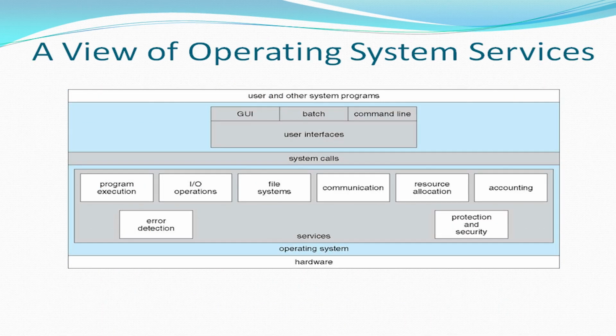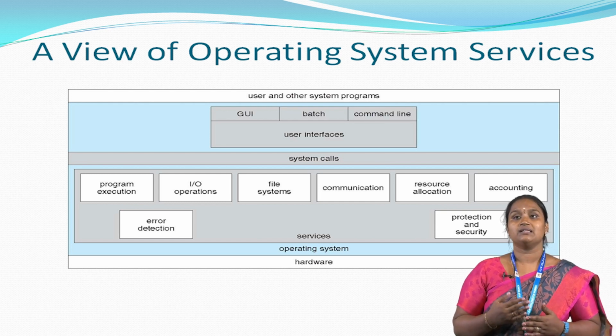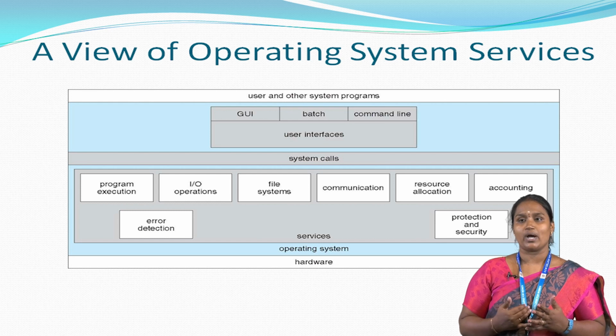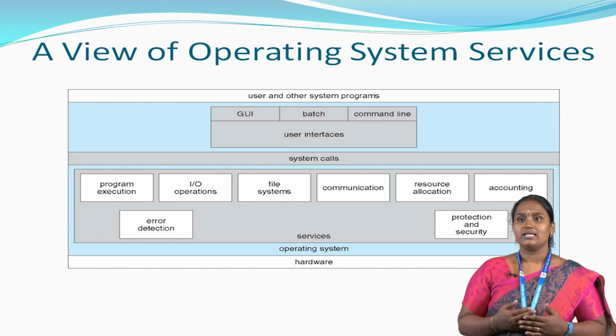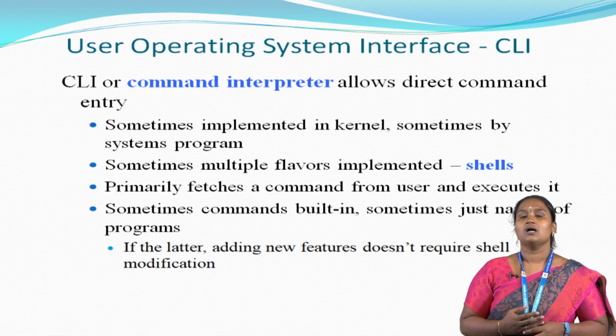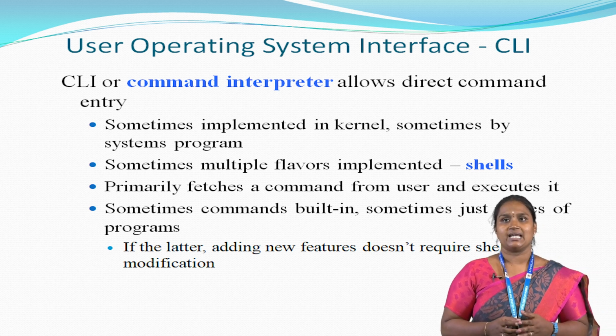The view of operating system services by the user and other system programs has three types. First one is the user interface: GUI, batch, and command line. Second level is the user interface. Third one is the system calls.